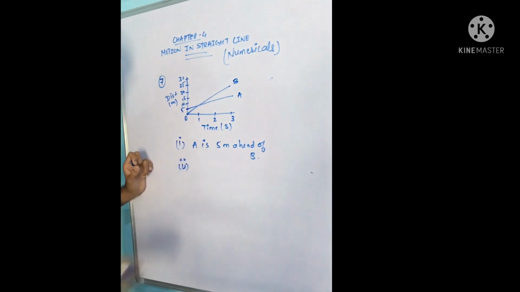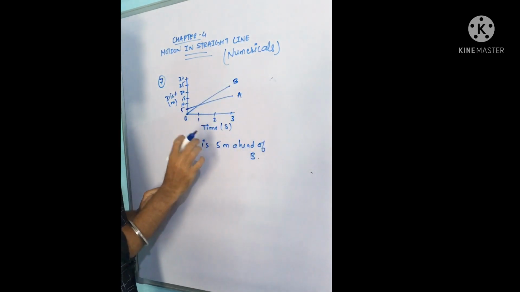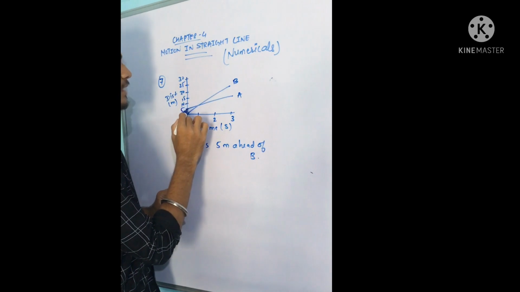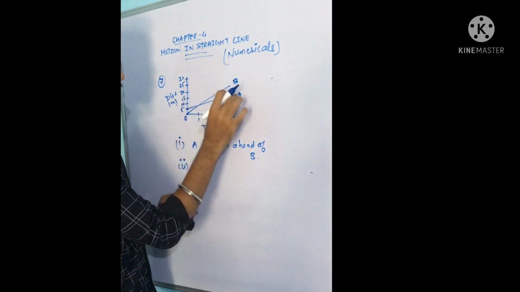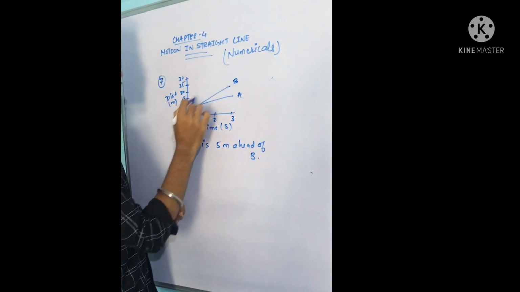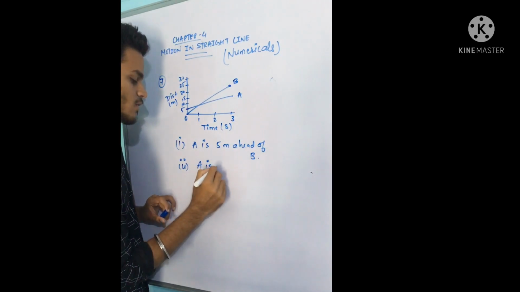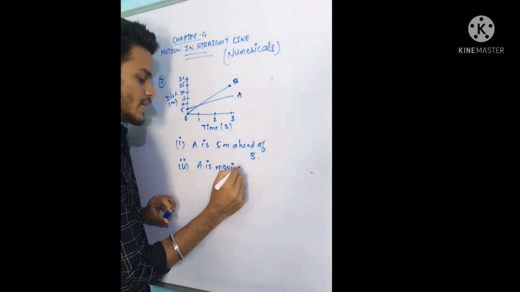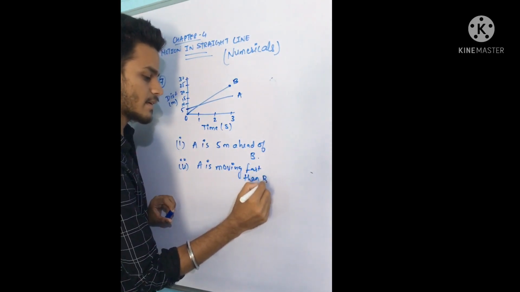Now the second portion, which is which car is moving faster. So by a graph we can tell easily which car is moving faster. This A is covering small distance in 3 seconds in comparison to B, which is covering large distance in these 3 seconds. So B is moving faster. B is moving faster than A.